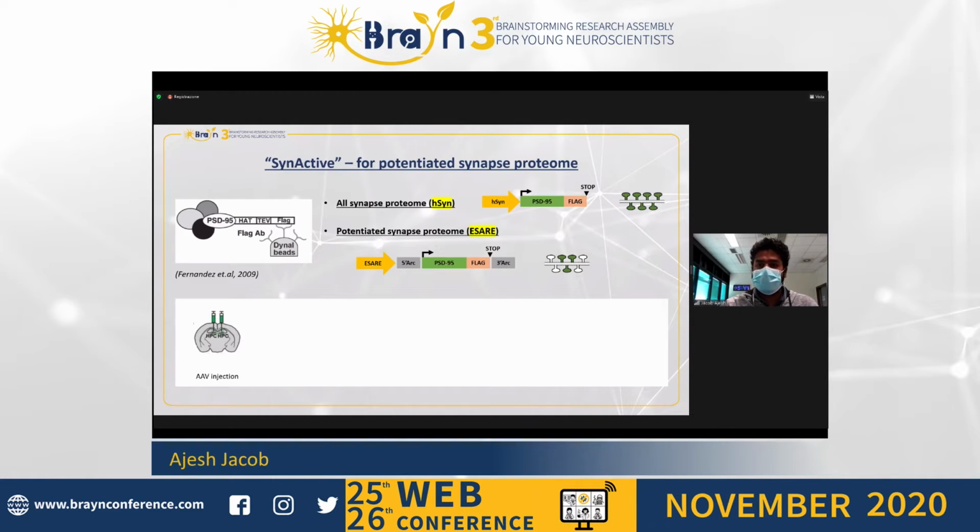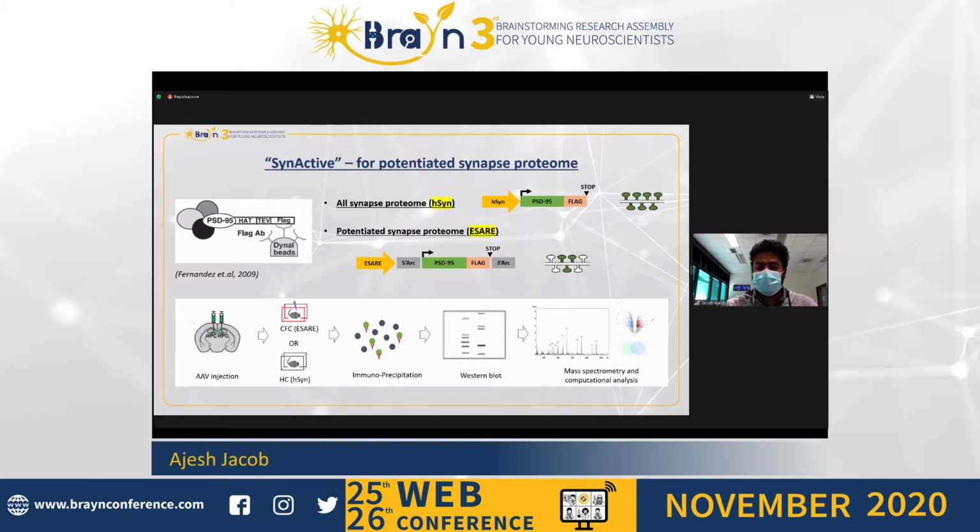We have made virus for both the constructs and injected them in the mouse hippocampi. Then the mice receiving the ESAIR construct underwent contextual fear conditioning, and the mice that received the HSYN remained in the home cage. After the behavior, the brain was harvested and proteins were immunoprecipitated. The samples were then analyzed using Western blot and by mass spectrometry.